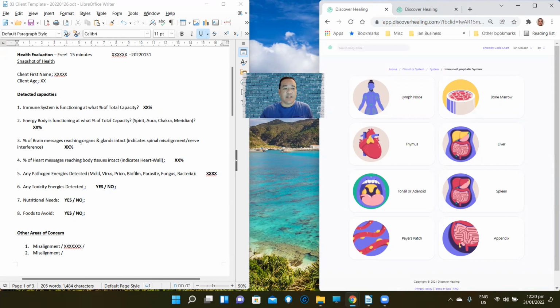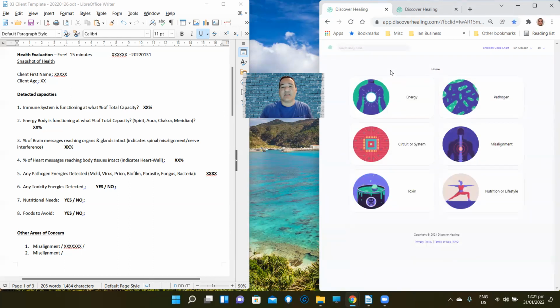The third area is the percent of brain messages reaching organs and glands. Again, I'll just muscle test a percentage. If the messages aren't reaching, it could indicate, as you have here, a spinal misalignment or nerve damage. In an actual session, if I realize there's an issue here, I'd go to the start of the Body Code app and muscle test: is the underlying core something on the left or the right? Then we could pinpoint what the issue is.